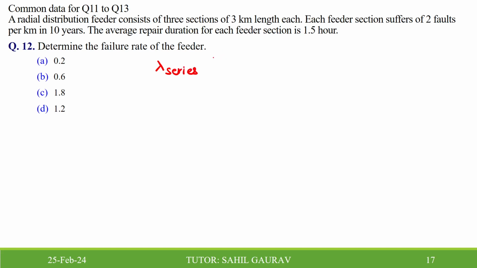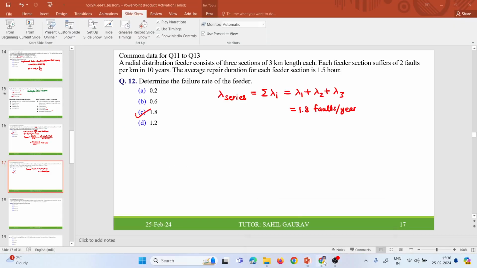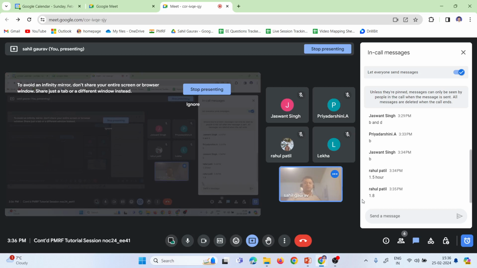We know that failure rate of the series connection is sigma lambda i. So it is lambda 1 plus lambda 2 plus lambda 3, which will give you 1.8 faults per year, because for each section it is 0.6 faults per year. Therefore, C is the correct answer, 1.8 faults per year. Yes, Rahul Patil, very good.